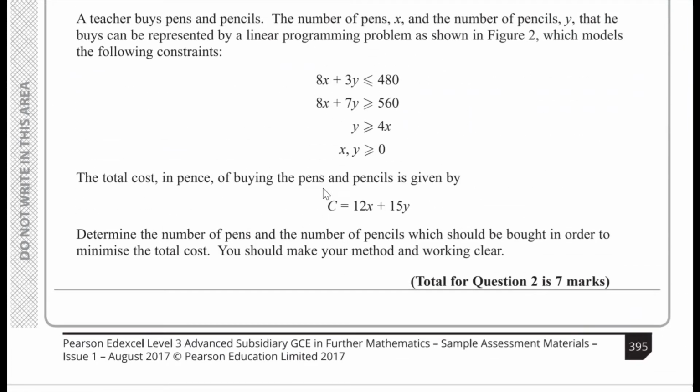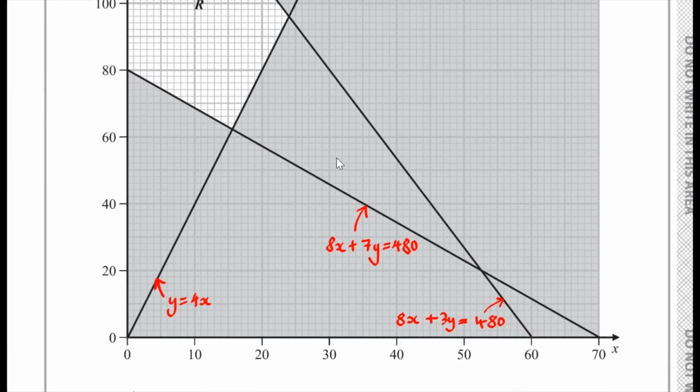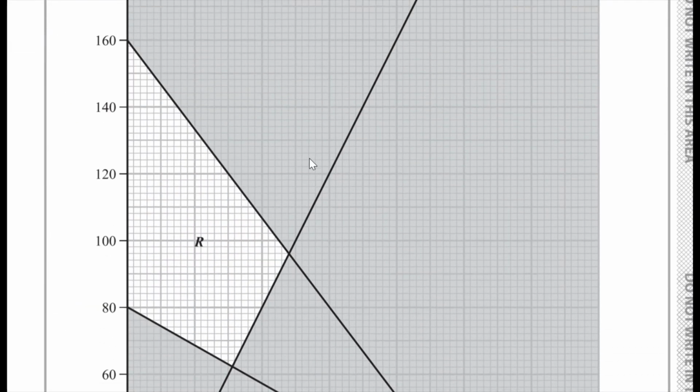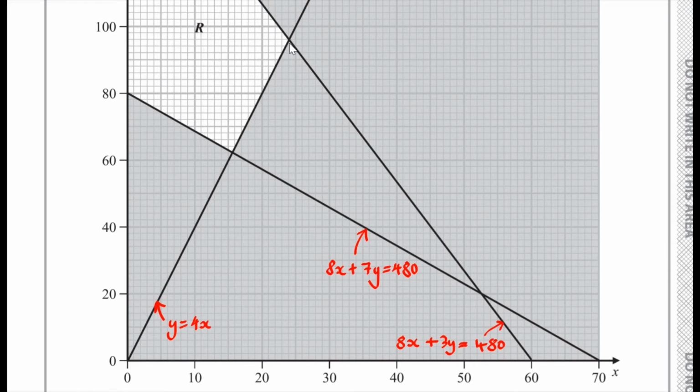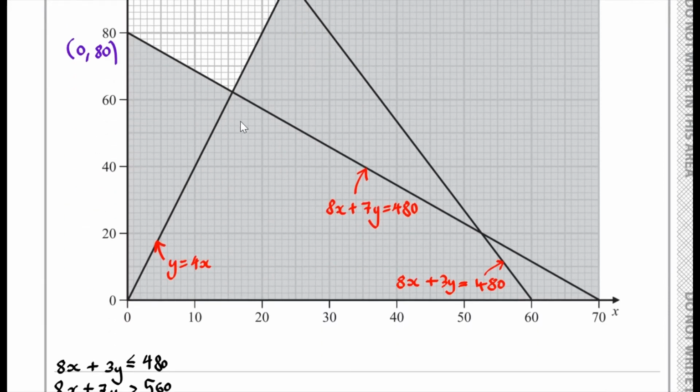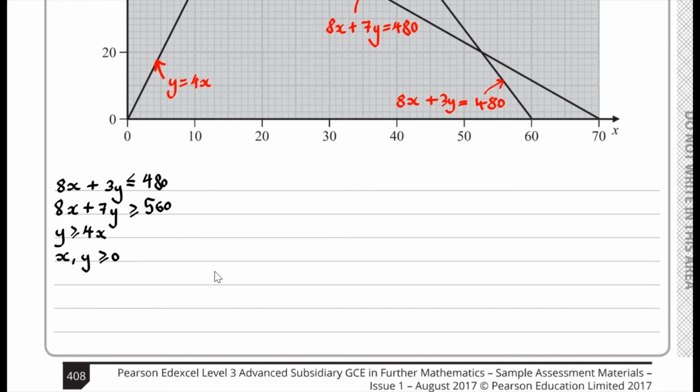And essentially one of the ways we can solve this is to either draw the objective function, alternatively we can test each of these 4 points of intersection. Now this point of course is 0, 80. Here we have 0, 160. Here we can read off we have 24, 96, and for this point we have to be a bit careful. We have to solve this equation with this equation simultaneously.